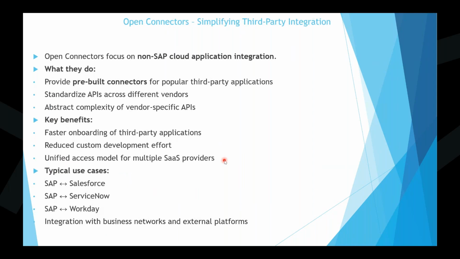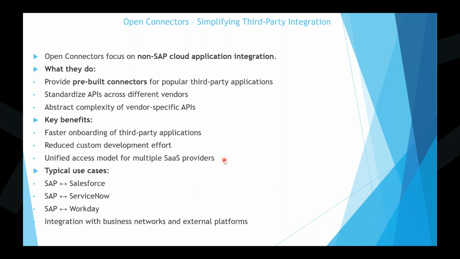Open Connectors. What about non-SAP applications, where do Open Connectors come in? For SAP applications, yes, we have API Hub, but how about non-SAP applications? The problem Open Connectors solve is that every cloud application has its own API, its own way of communicating. Each API has different authentication, different data formats, different endpoints. So building a custom integration for each one takes significant effort. Clear? Any questions?